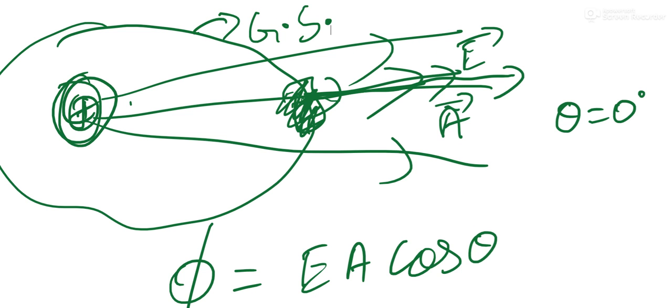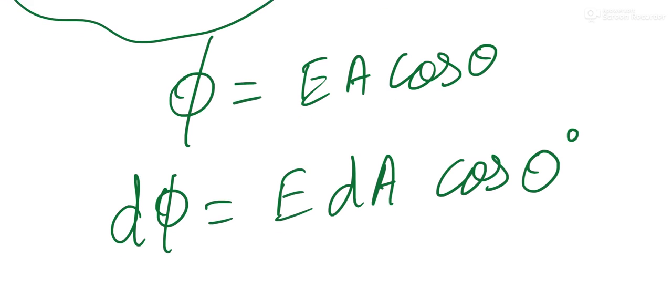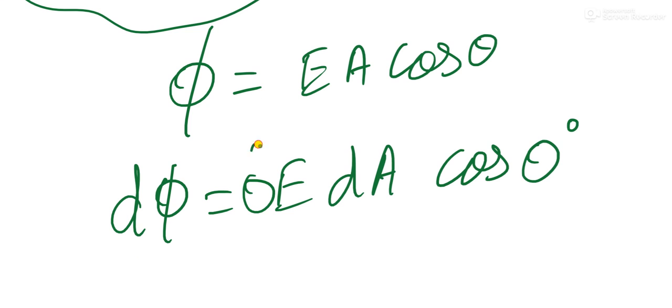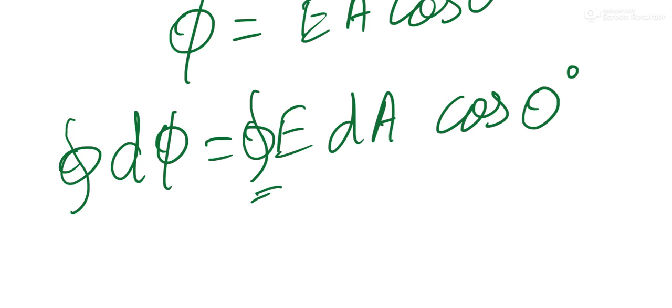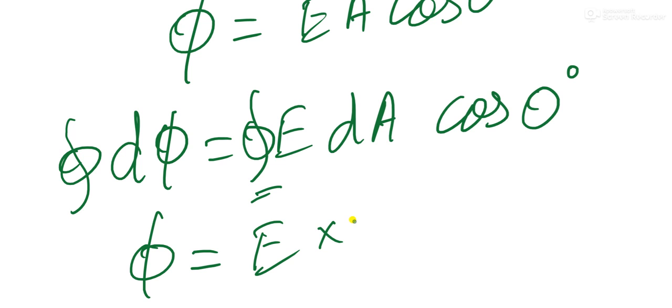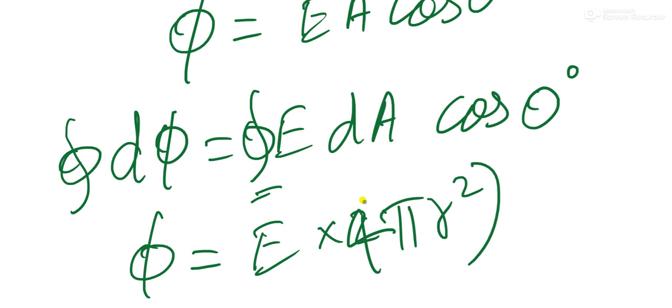Surface area of the sphere will be 4 pi r square. So we can write it as a closed integral. Only for a sphere, cube, circle or cylinder can you apply this closed integral. Integration of d phi is the total flux. It's going to be E times the integration of dA. Integration of dA is the surface area of the sphere, 4 pi r square. Cos 0 degree is 1.